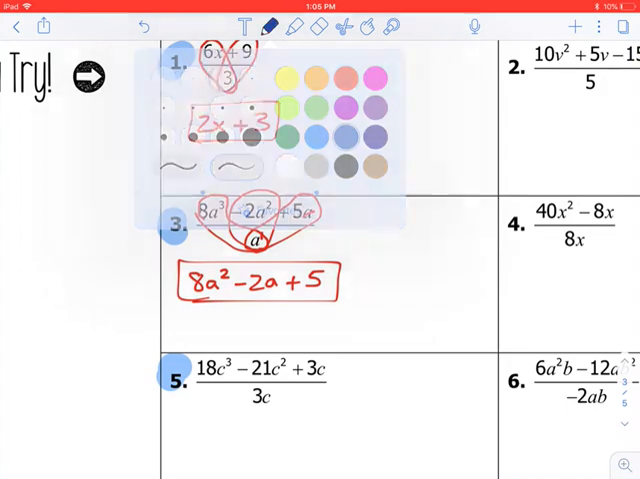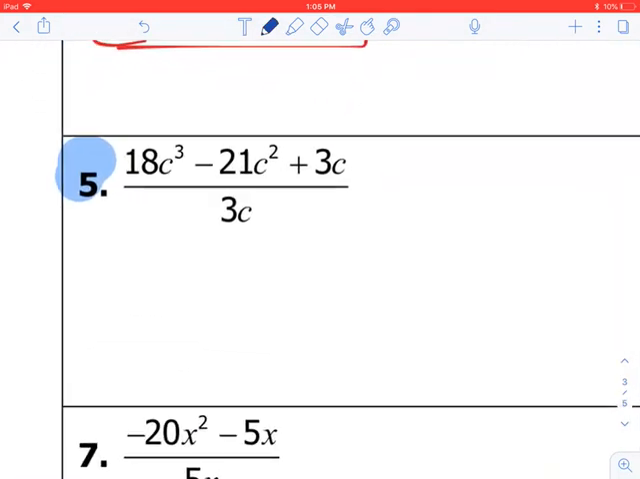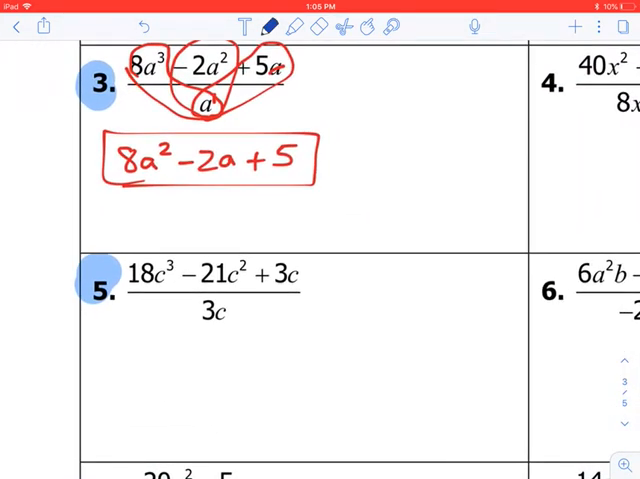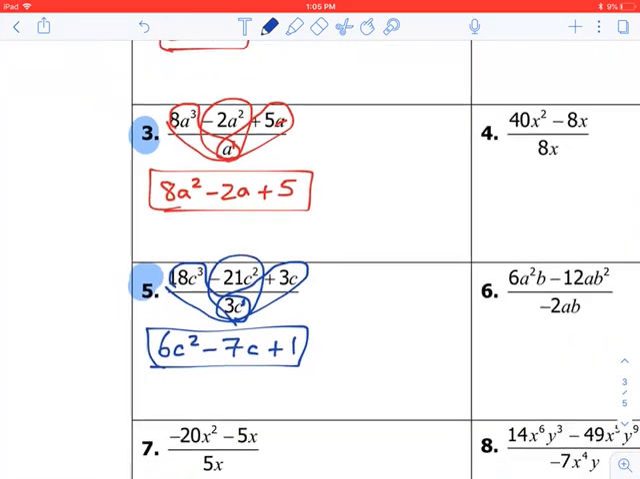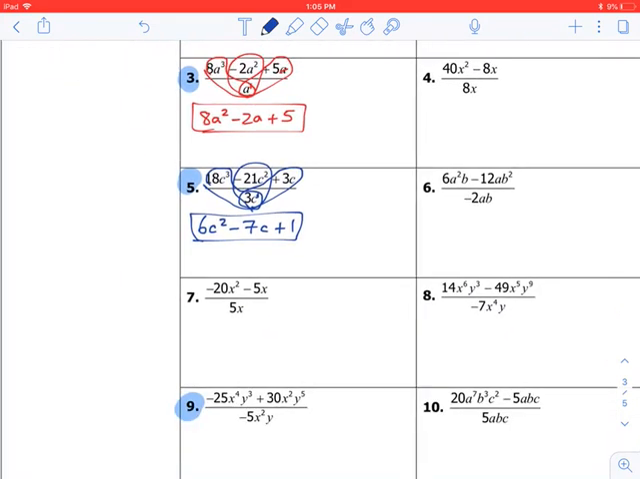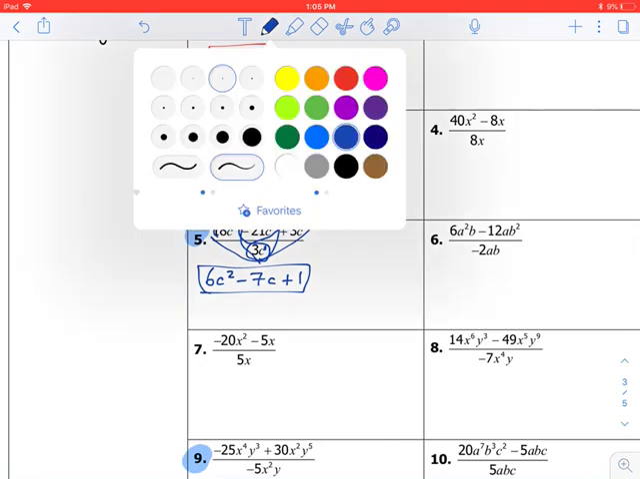Now, what if we do a number and a variable? Okay, so here, number 5, the first one I see is 18 divided by 3 is 6. 3 minus 1 is 2, so c squared. Negative 21 divided by 3 is negative 7. 2 minus 1 is 1, c. And then 3 divided by 3 is positive 1. c minus c is nothing, so no c left. There we go. Okay, so let's look at the very bottom one here, number 9.